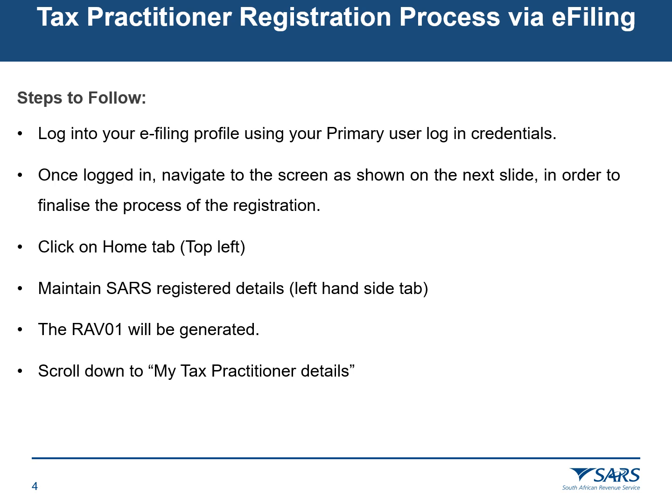The steps to follow. Log into e-filing using your primary user login credentials. Once logged in, navigate to the screen, which is on the next slide, in order to finalize the registration process. You would click on the Home tab, then you would click on Maintain Registered Details. This will then generate the RAV 01 form. You will scroll down to My Tax Practitioner Details.